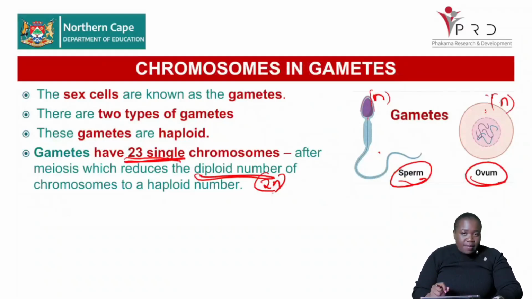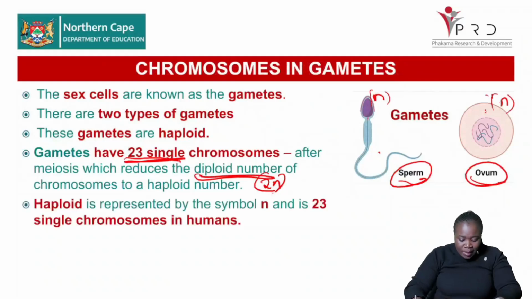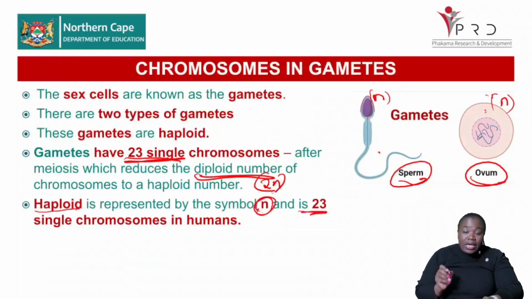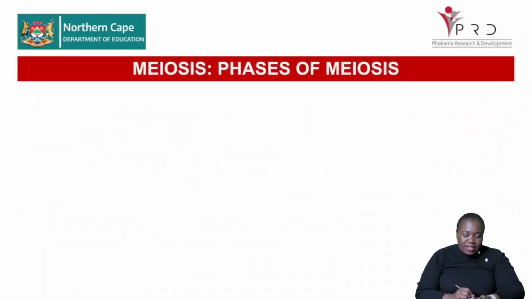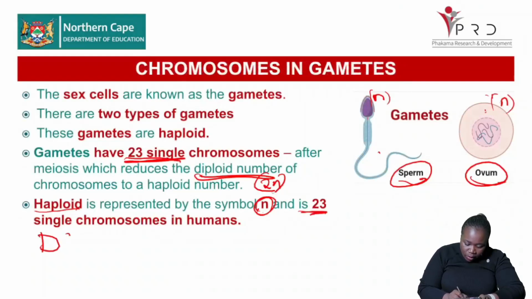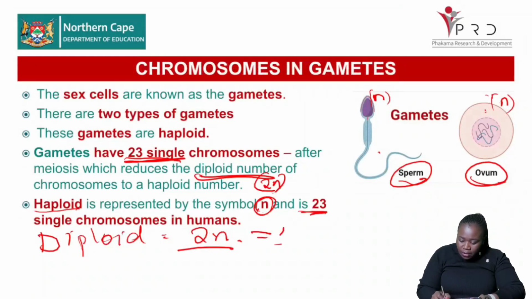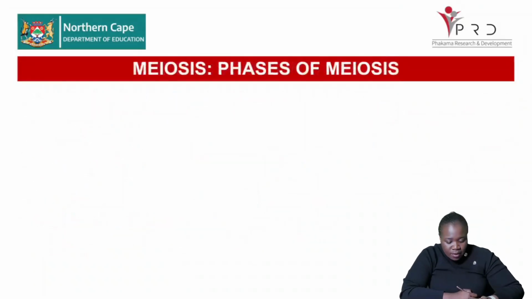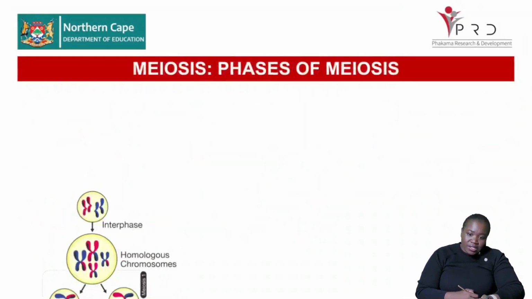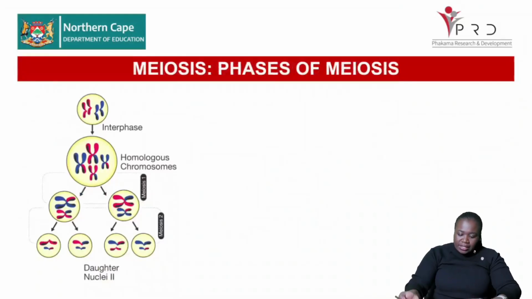And the gametes were produced by meiosis, and the somatic cells are produced by the process of mitosis, right? So as I just said, haploid is represented by the symbol n, and 23 is that number of chromosomes in humans. And then diploid would be represented by 2n. Diploid would be 2n, and it is 46 chromosomes in humans. We know that 23 is half of 46, so that would make sense.